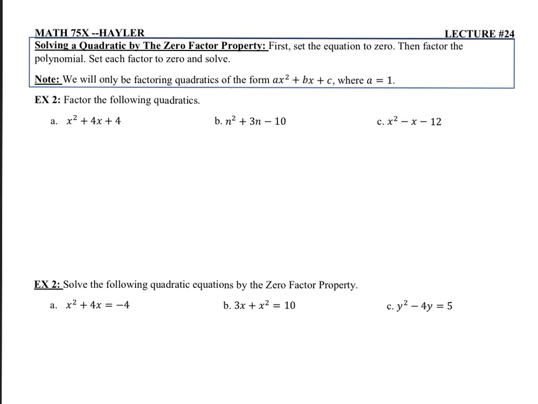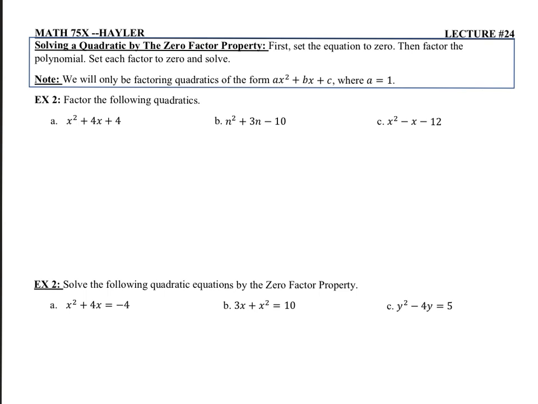All right, so hence we have another property, solving a quadratic by the zero factor property. So the name of the property kind of tells you what to do. You're going to set the equation to 0, and then you're going to factor the polynomial. Once we do that, we set each factor to 0 and solve for our value.